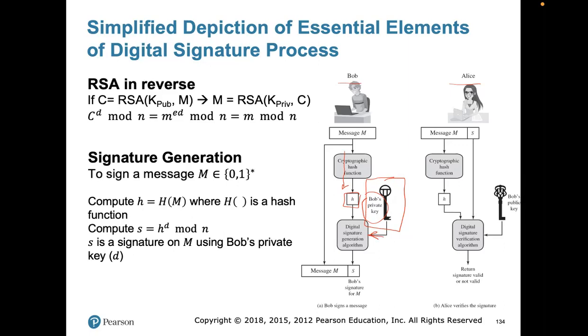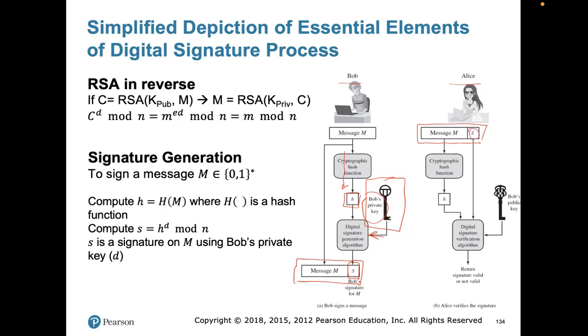And then this encrypted version of the hash is the actual signature that we will be appending to the message. So Bob sends this portion, the original message plus the signature, to Alice, and Alice receives that. The signature part is the thing that Alice double checks.